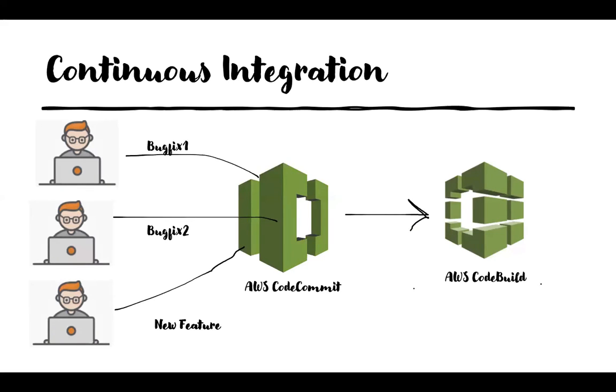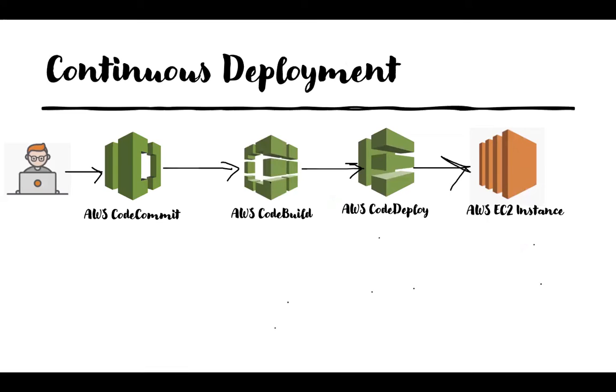So what we are doing in the development cycle is continuously integrating our changes to the repository and building it. That is called continuous integration. After building the code, we want to move that code to the production environment. So continuous deployment is the process of moving the code to the production environment.